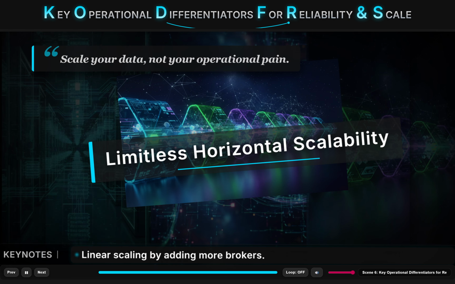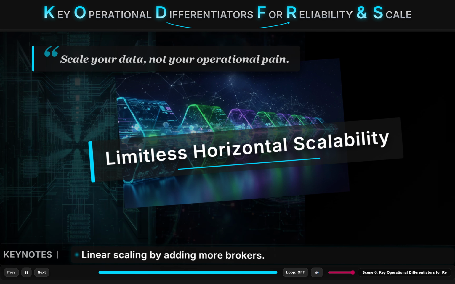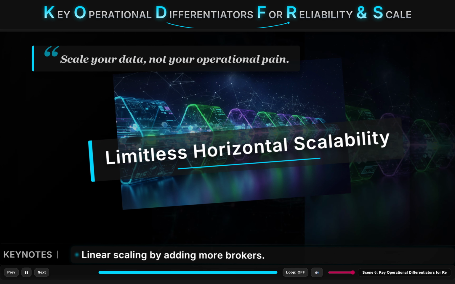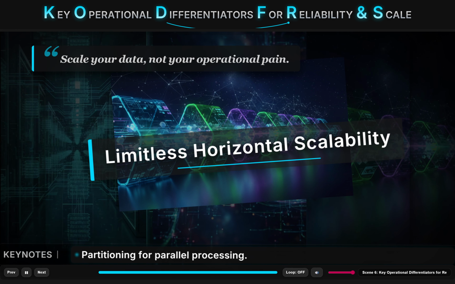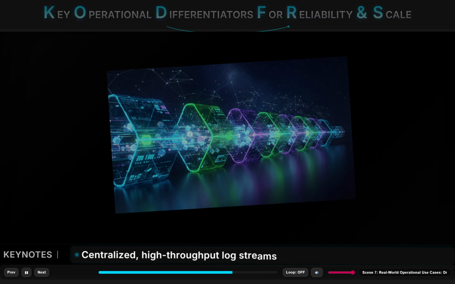They translate directly into higher system uptime, lower operational overhead from incident response, and the flexibility to grow your data infrastructure without fear. Next, let's look at some real-world operational use cases where these strengths are put into practice, driving measurable efficiency.